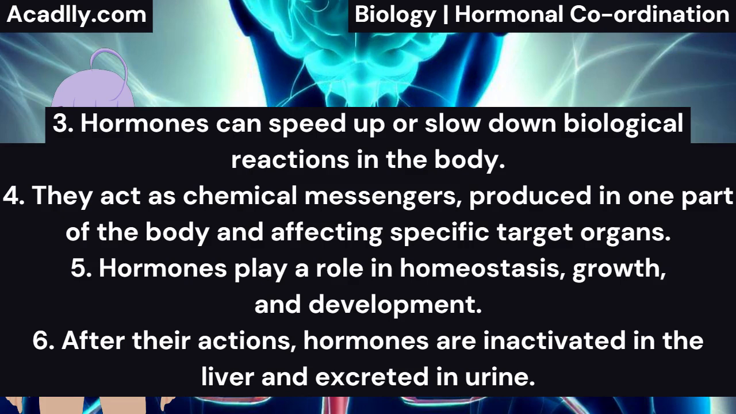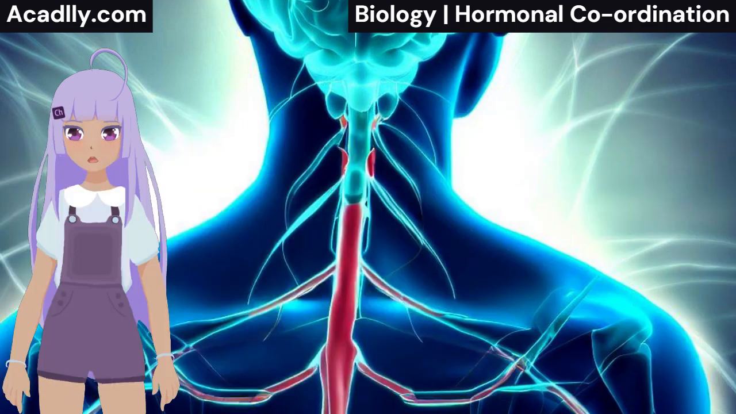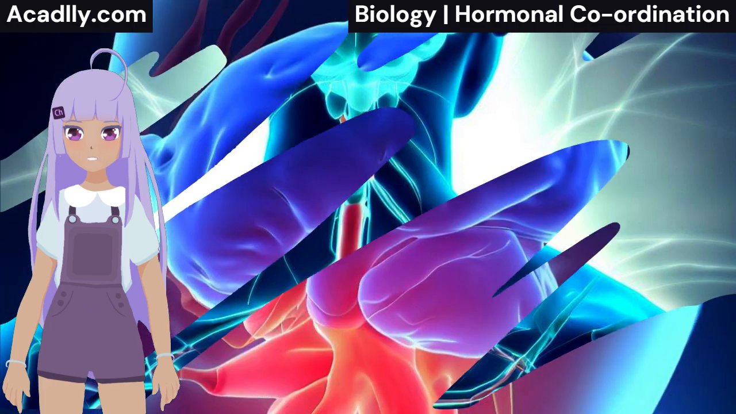5. Hormones play a role in homeostasis, growth, and development. 6. After their actions, hormones are inactivated in the liver and excreted in urine. Animal hormones. There are 5 groups of animal hormones secreted by different glands.